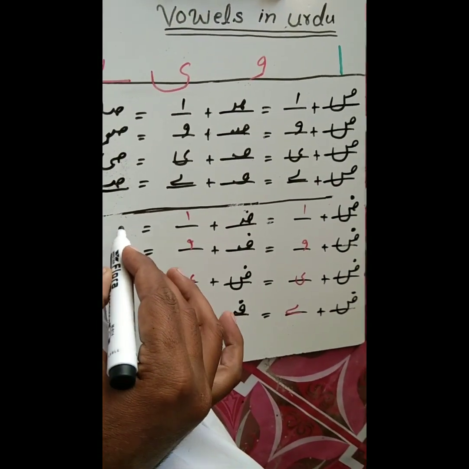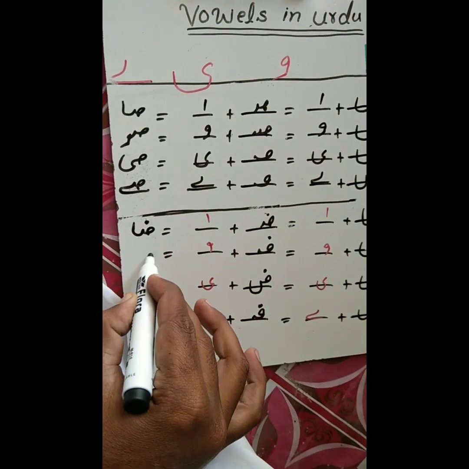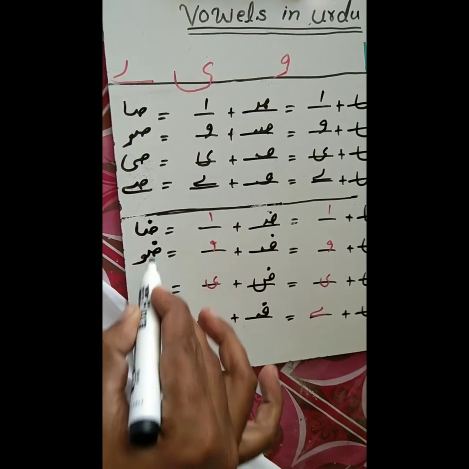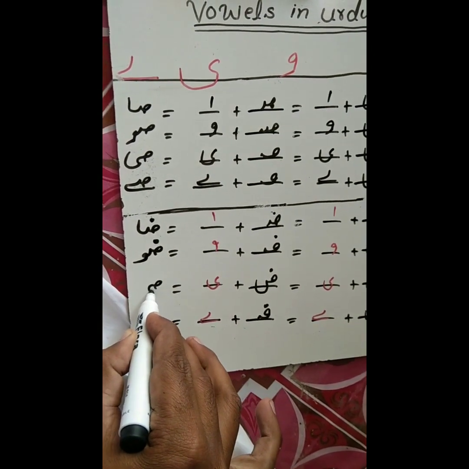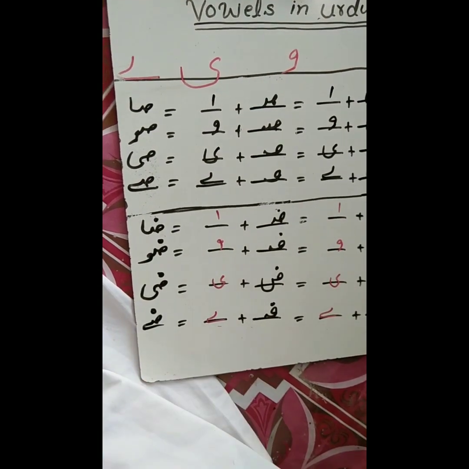Next word is zwad. When we combine with alif, we get zwad alif, za. With wa, we get zwad wa, zo. With choti a, we get zwad choti a, zi. With badi a, we get zwad badi a, zi.